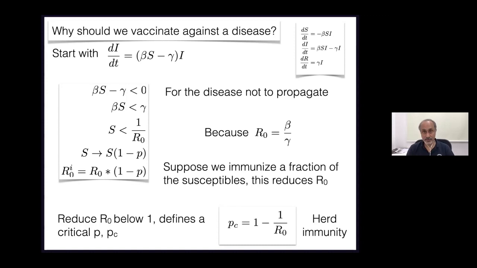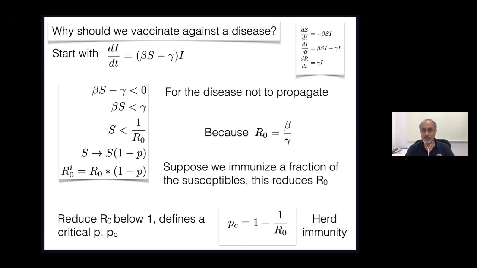So this is useful because it says that, A, I don't need to vaccinate everybody in my population. I just need to vaccinate a critical number of people in the population. That fraction is given by 1 minus 1 over R0. The larger the R0, of course, the more people I have to vaccinate.